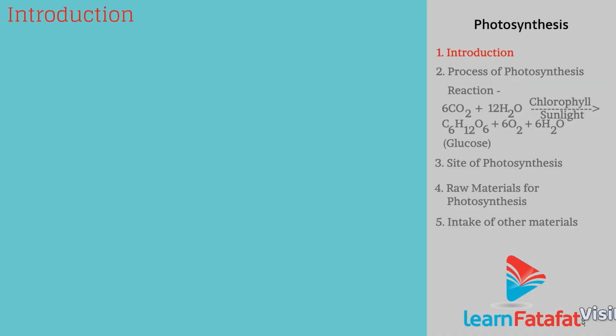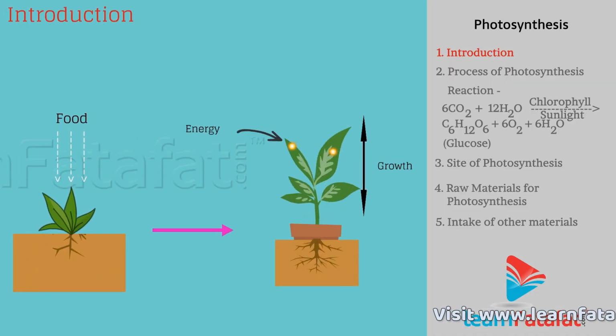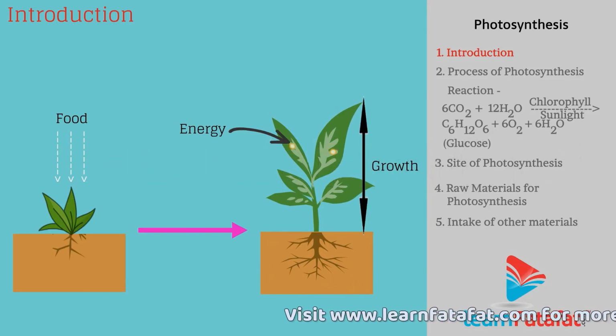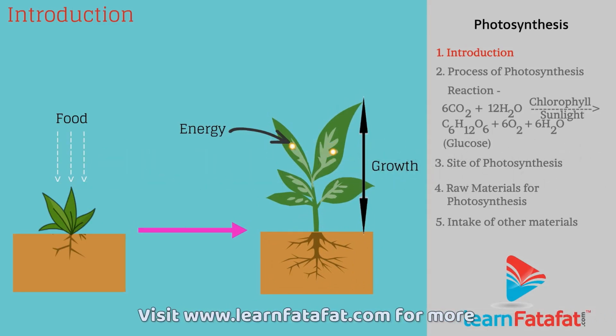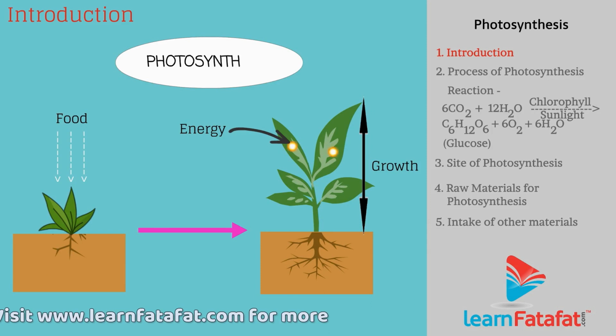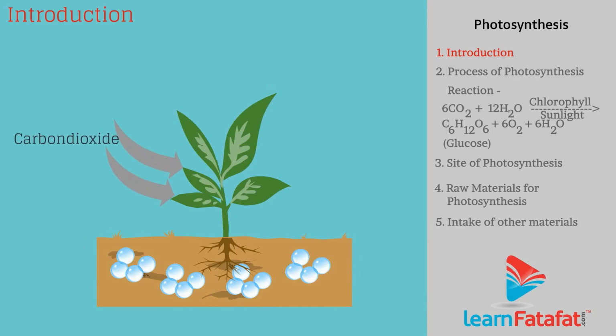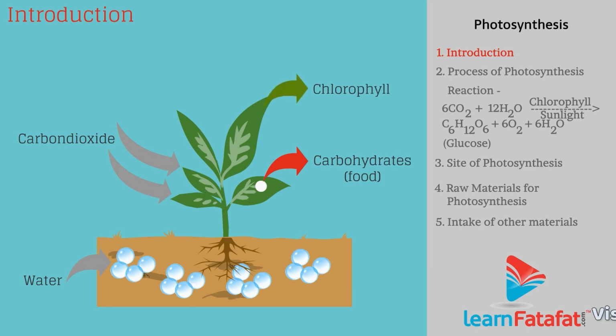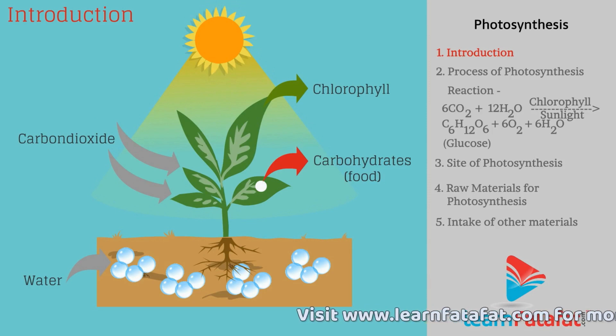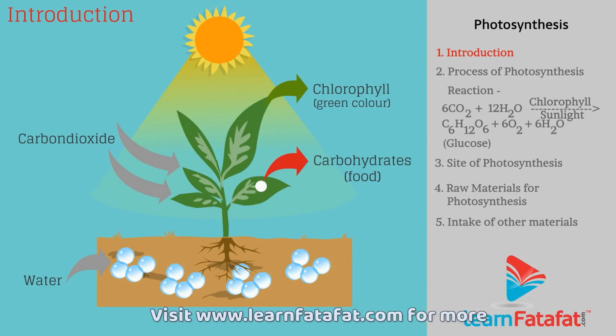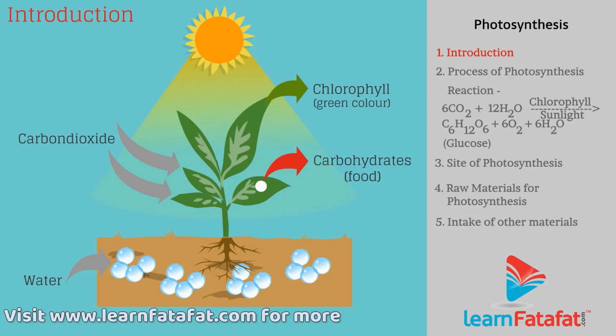Introduction. Plants need food for energy and growth. Green plants obtain food by the process of photosynthesis. Plants absorb atmospheric carbon dioxide and water and convert this into food, that is carbohydrates, in presence of chlorophyll and sunlight. Chlorophyll is a green pigment present in chloroplast of the leaves.